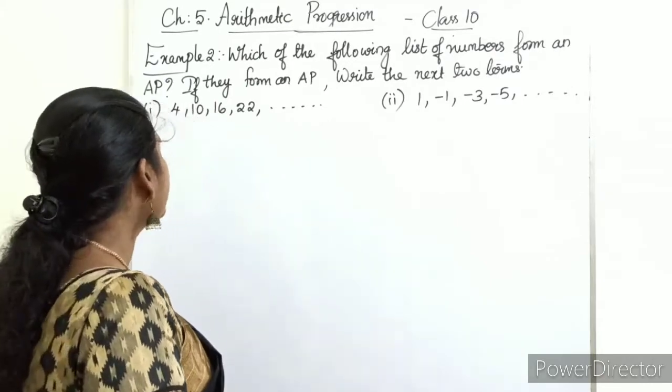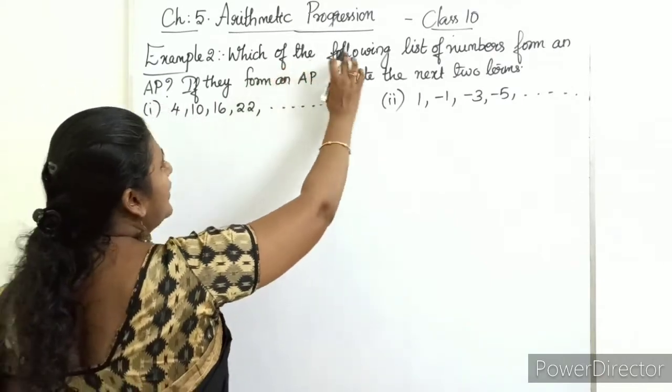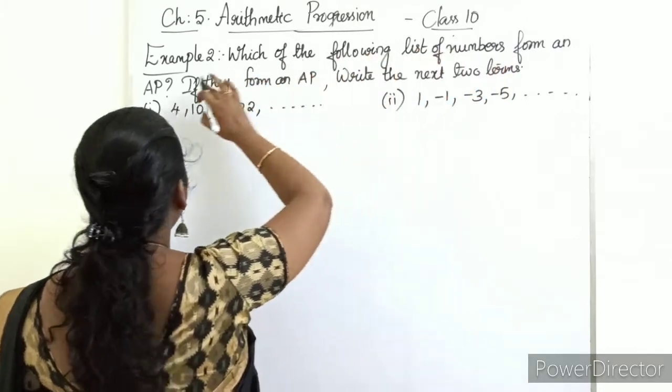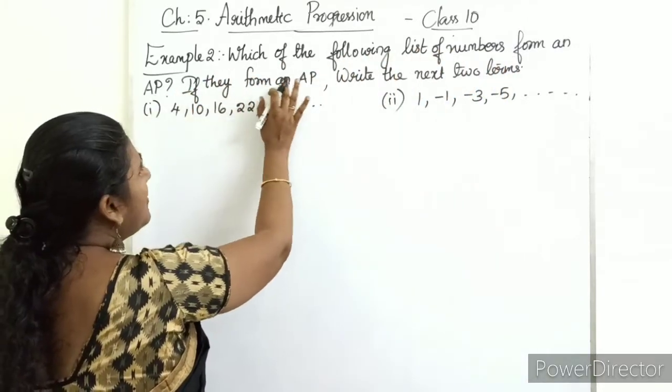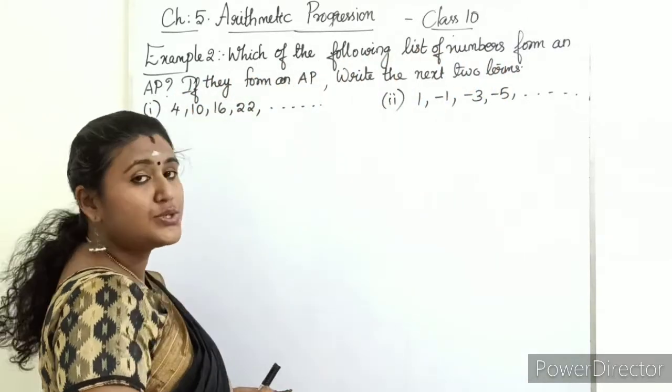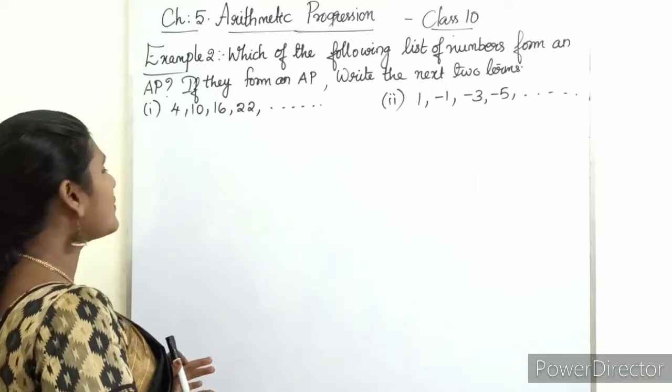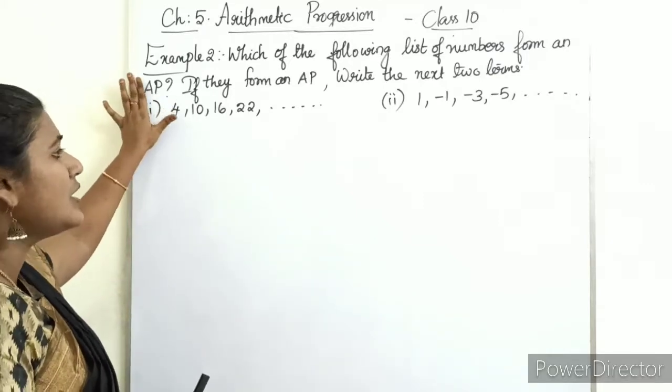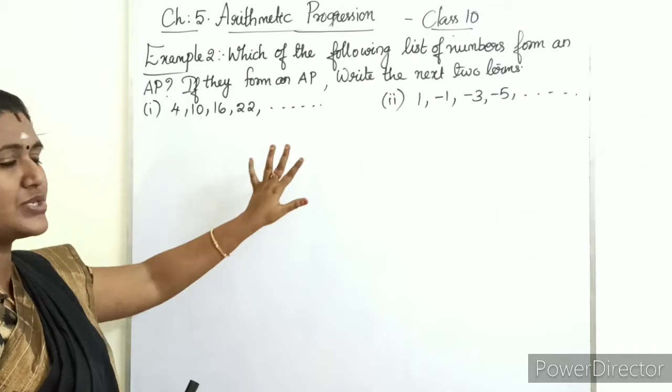So in the second example, which of the following list of numbers form an AP? If they form an AP, write the next two terms. So there are 4 questions in this example 2. So we will see first these 2 questions.